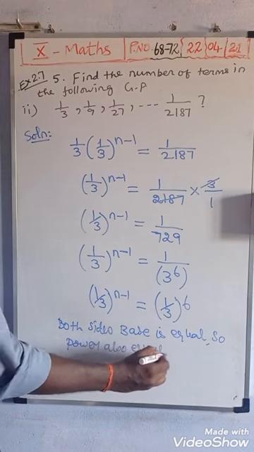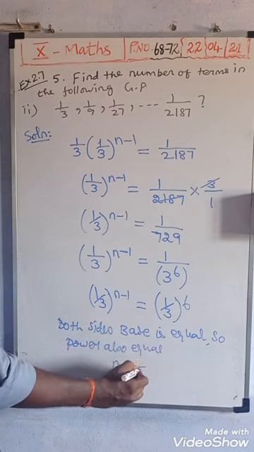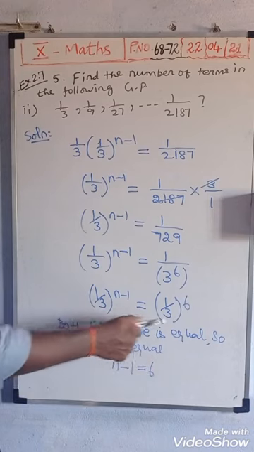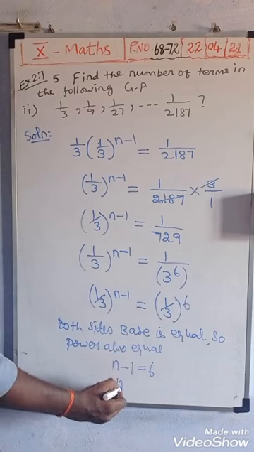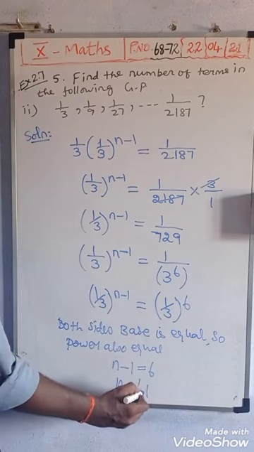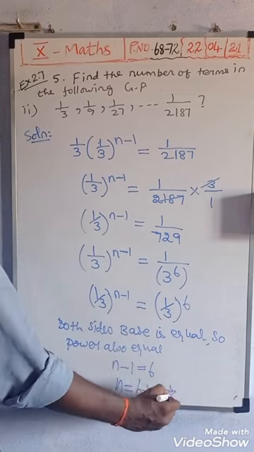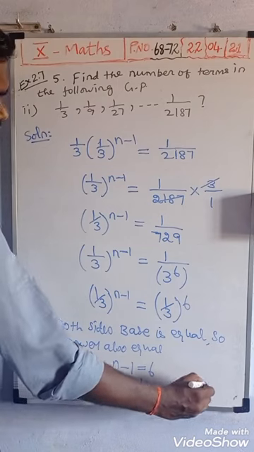So you equate, n minus 1 is equal to 6, you will get 1 by 3, 1 by 3. Base is equal, power also equal, means n minus 1 is equal to 6. N is equal to 6 plus 1, so you should add, n is equal to 7.